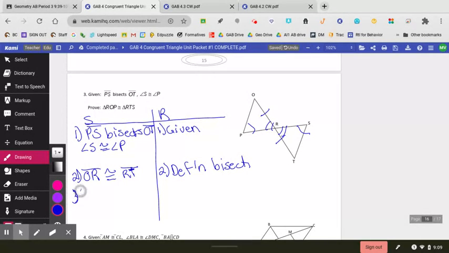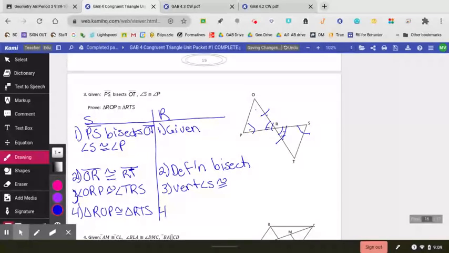So that tells me that angle ORP is congruent to angle TRS. And that's vertical angles are congruent. And what I have is angle, angle, side. So that means that triangle ROP is congruent to triangle RTS. And double check, we have R is congruent to R, and I'm saying O is congruent to T, which are our unlabeled angles. So that's correct by angle, angle, side.